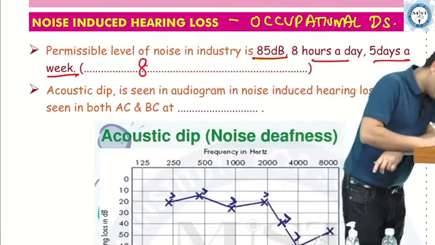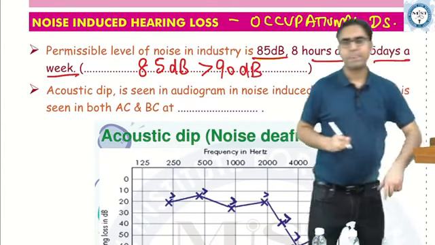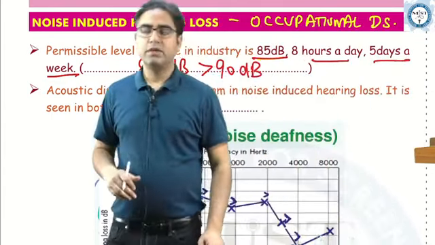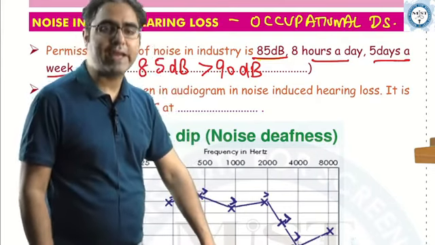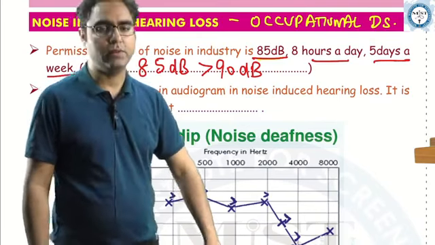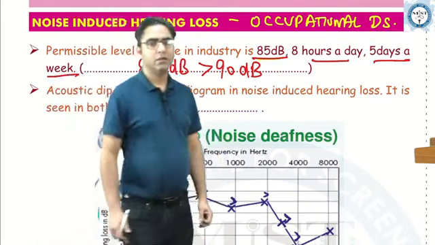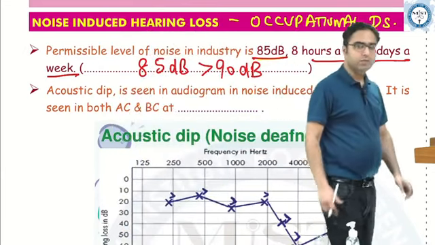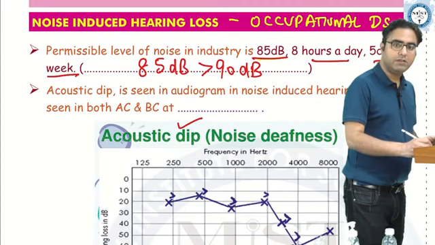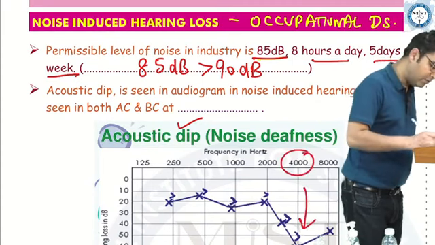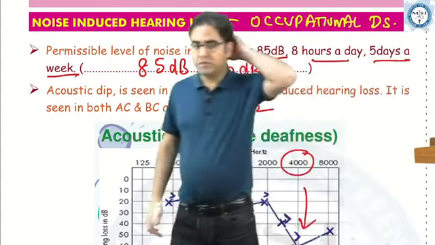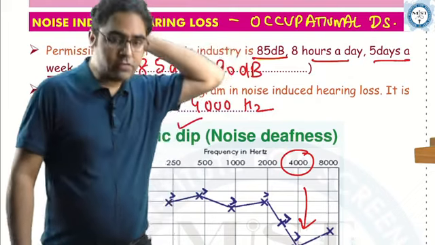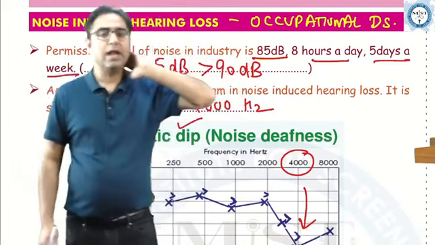If 85 decibel is not given in the choice, then you mark 90 decibel. There are two MCQs possible because they may give the choice of 85. If 85 is not mentioned in the choice, then the second best answer will be 90 decibel. I hope you remember, in noise-induced hearing loss, we see the acoustic dip, and this dip is at 4000 Hz in AC and BC. We already did it.